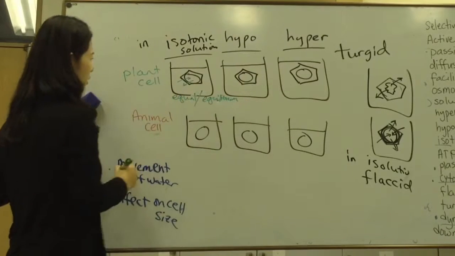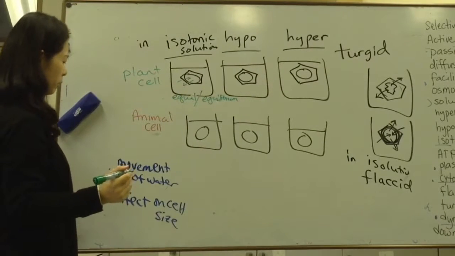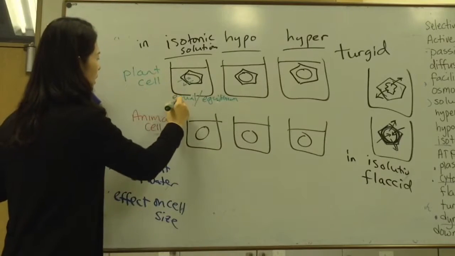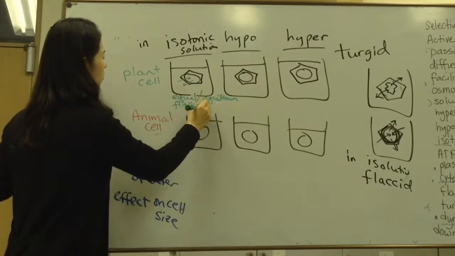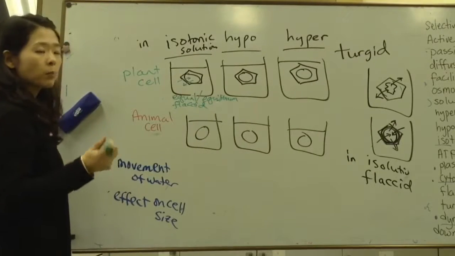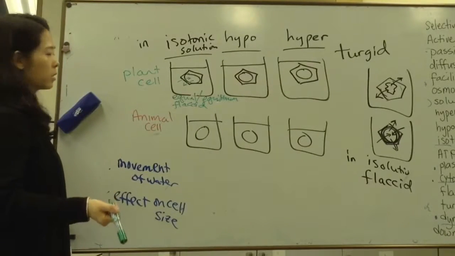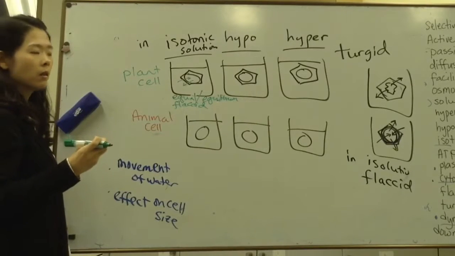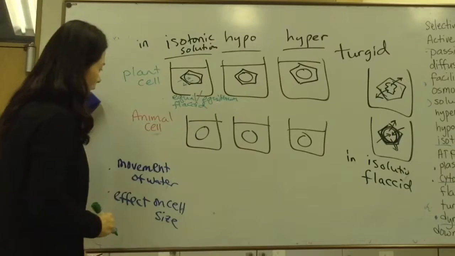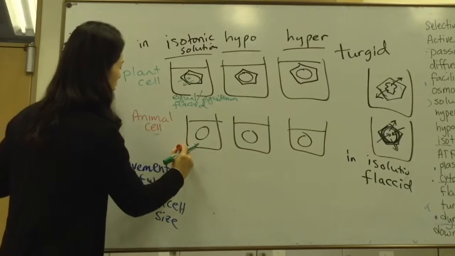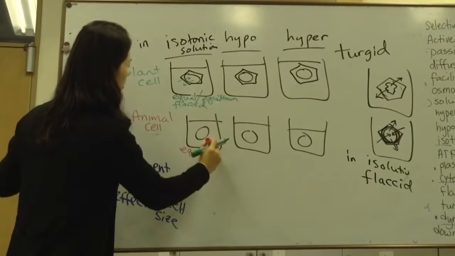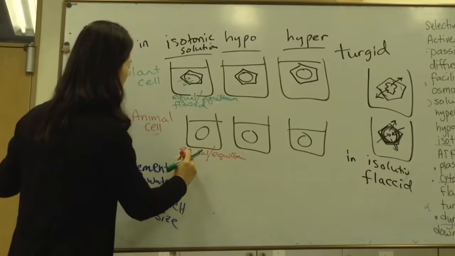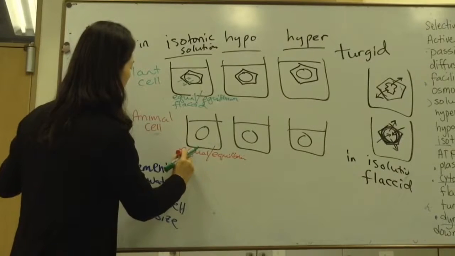These are the words I think you should be able to use in your description. What will happen to the cell size? Well, for plant cell, it's going to appear flaccid, a little flat. However, animal cell, so it's also equal. It's already in equilibrium. But cell is good, happy.